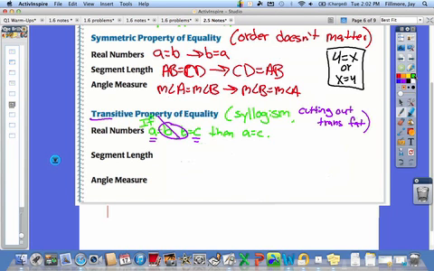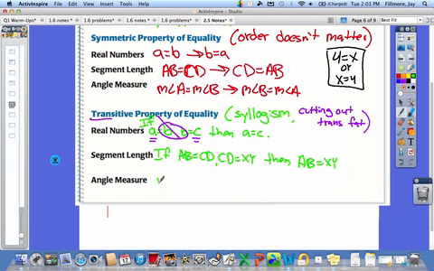For looking at segment length, I can say that if the length of AB equals the length of CD, and the length of CD equals the length of XY, then I can cut out the common stuff, the CD, and just leave AB and XY. So AB equals XY. Because if AB is 7, then CD must be 7. If CD is 7, XY is 7. So AB is the same as XY. It's just a string of logic.